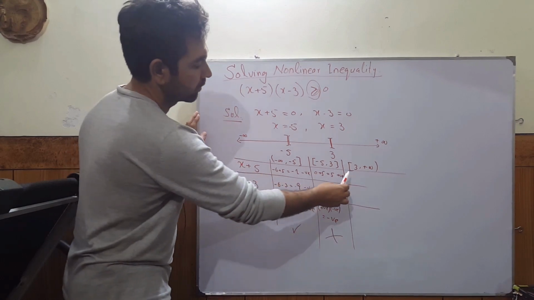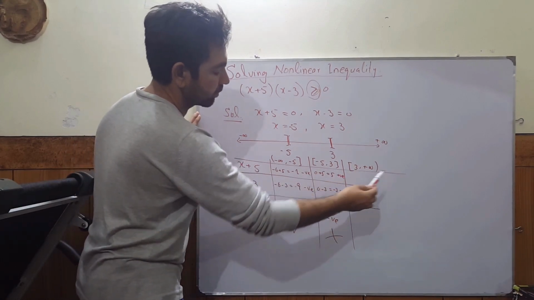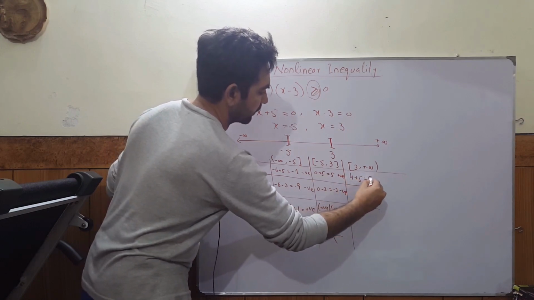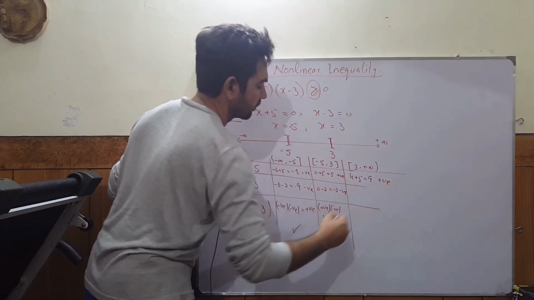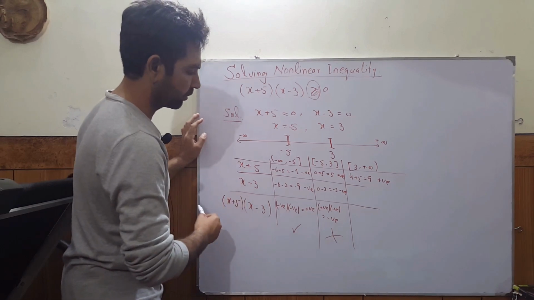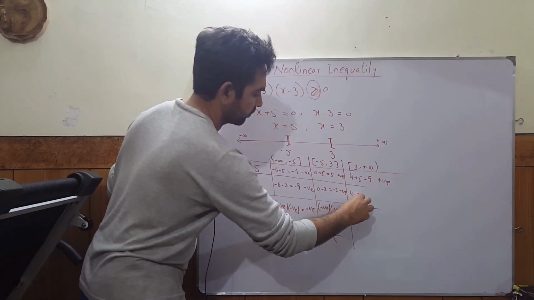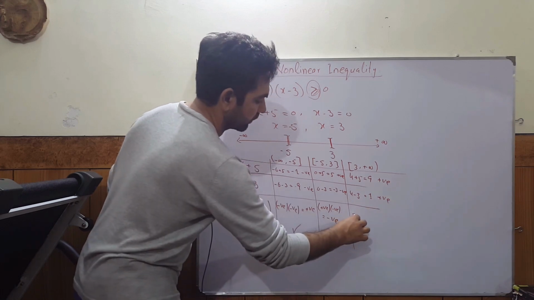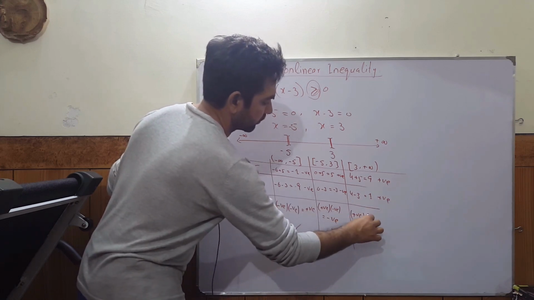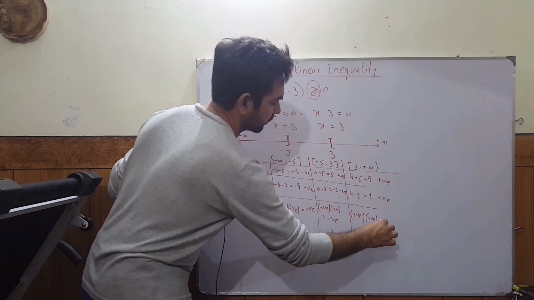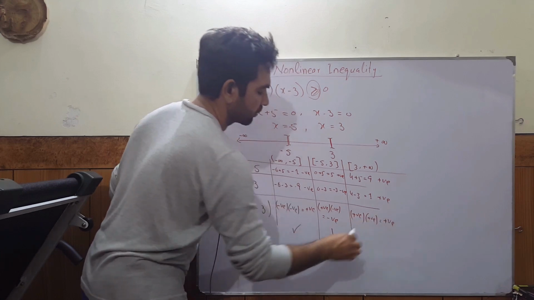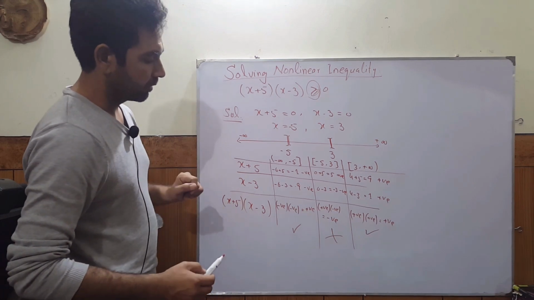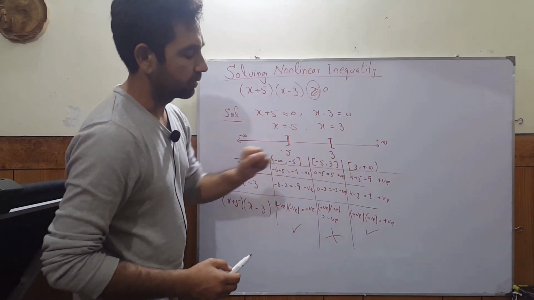And now we look for the third interval. Take any number from 3 onwards. So if we say 4, 4 plus 5 is 9, which is a positive number. And if I put 4 here, 4 minus 3 gives me 1, which is again positive. And if you multiply positive into a positive, it gives me a positive. It means this inequality is satisfied in this interval.